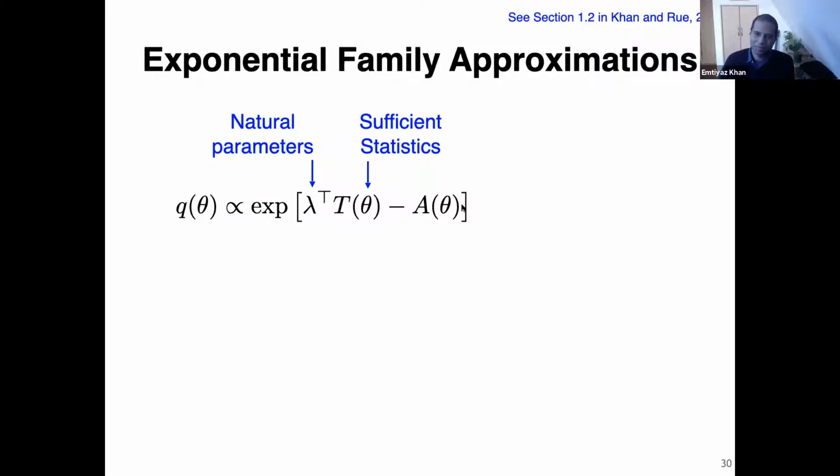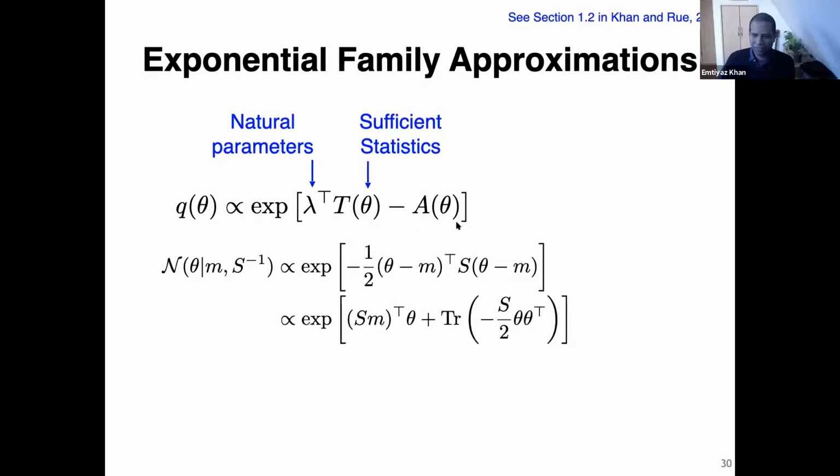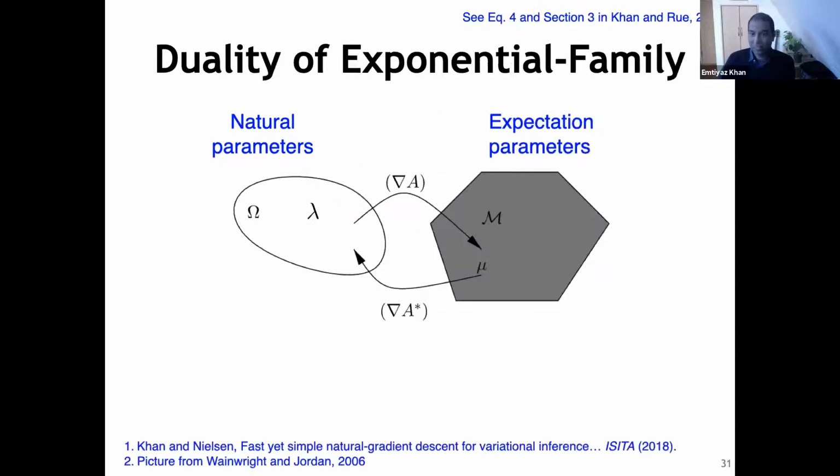But this is something that makes sure that this distribution is normalized to 1. It's called the log partition function. For the Gaussian, you could think of these normalizers that you have in front of the Gaussian, and that's basically the A of theta. But this log partition function is something that maps between lambda and mu.